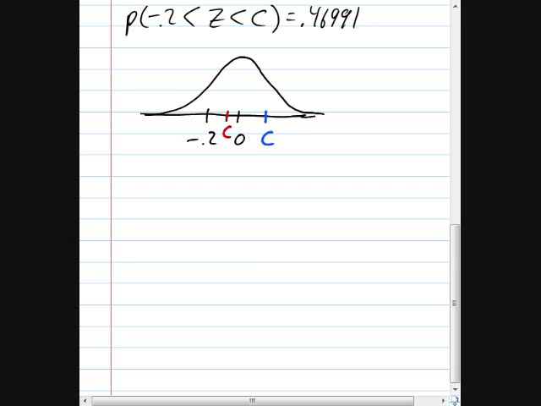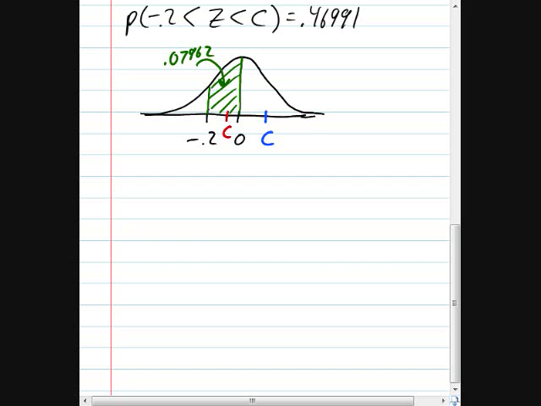So the first thing we could do is we could figure out the total area between negative 0.2 and 0. We know that the area between negative 0.2 and the number c is supposed to equal 0.46991. So if the total area between negative 0.2 and 0 is greater than this value, then c must be a negative number. If the area in green is less than this value, then c must be a positive number.